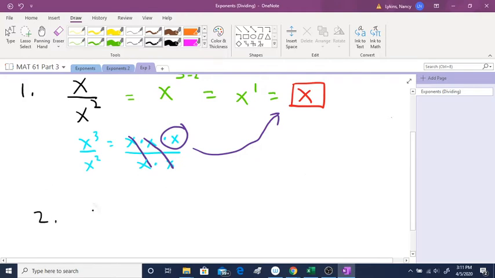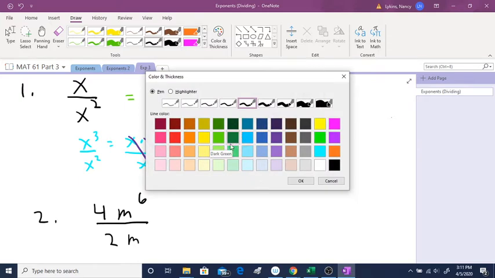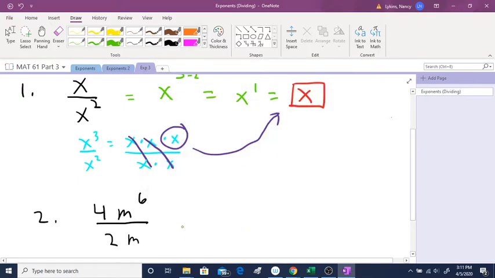So maybe you have 4m to the 6th over, say, 2m. In this case, we could say 2 goes into 4 2 times. Then we take our 6 that's on the top, and since m does not have an exponent, it really does. It's an understood 1, so you would subtract 1, and now you would get 2m to the 5th power.